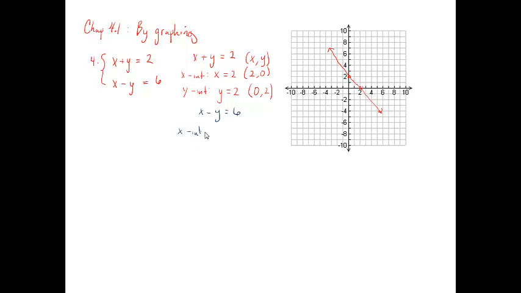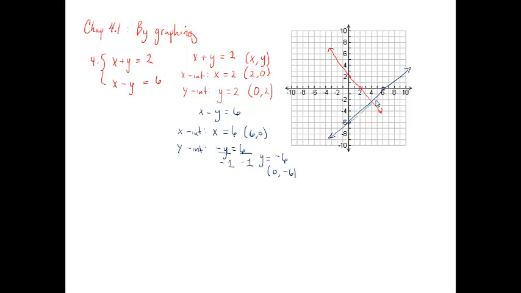So the x-intercept is where y equals 0, so I end up with x equals 6, or the point 6, 0. Let's put it right there. Good. The y-intercept is where x equals 0, so I end up with negative y equals 6. Now, unlike before, I'm not done because there's a negative sign in front of my y, so I need to divide by negative 1. And I really end up with y equals negative 6, or the point 0, negative 6. So there he is. Connect these points. Almost. There we go.